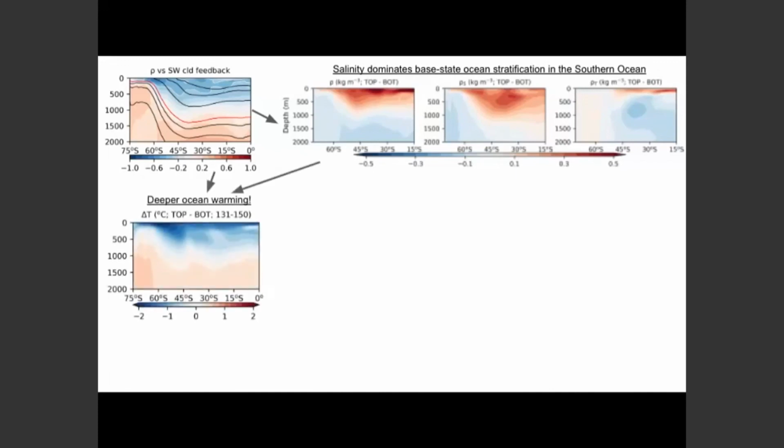And then those models with higher salinity in the Southern Ocean have a weaker ocean stratification, and then they can drive more ocean heat uptake. And this increased ocean heat uptake is stored in the deep ocean rather than in the upper ocean. So at the surface, the saltier waters in the Southern Ocean are actually cooler than those in the lower salinity models.